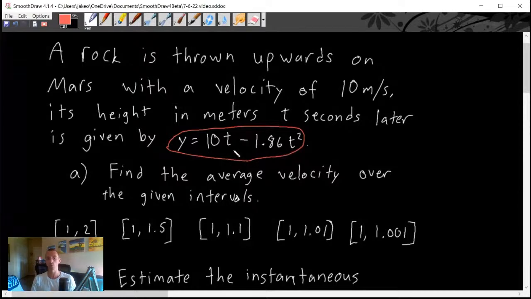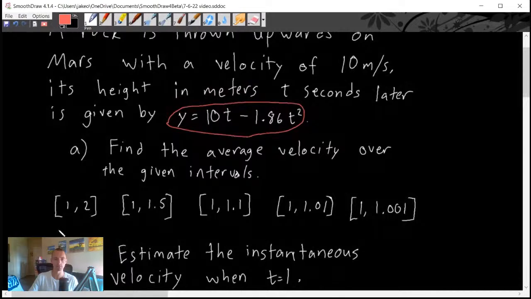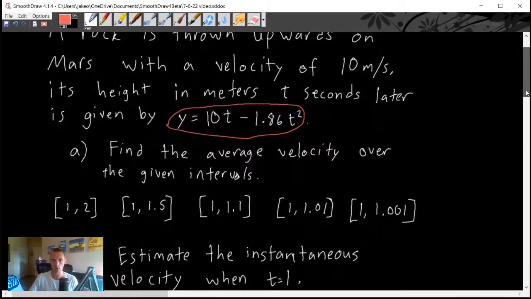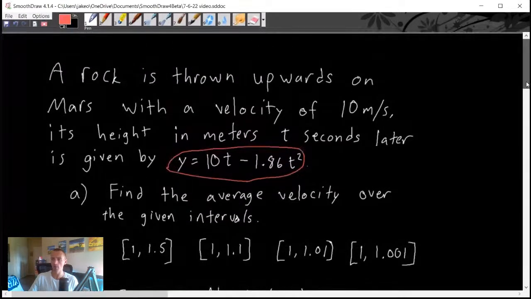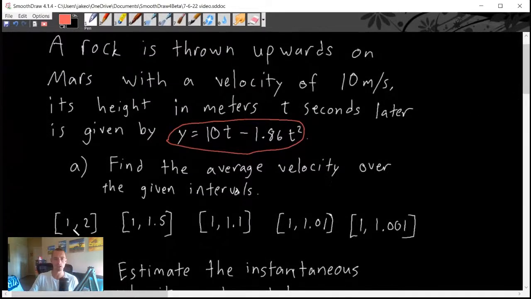For example, if we wanted to find the height of the rock at 1 second, we would just plug in 1 for t, and that would tell us the height of the rock 1 second after it was thrown. The problem asks us to find the average velocity over these given intervals. This is a two-part problem; we'll get into part B in a second. Part A says we have these 5 different intervals, and we need to find the average velocity of the rock over them.